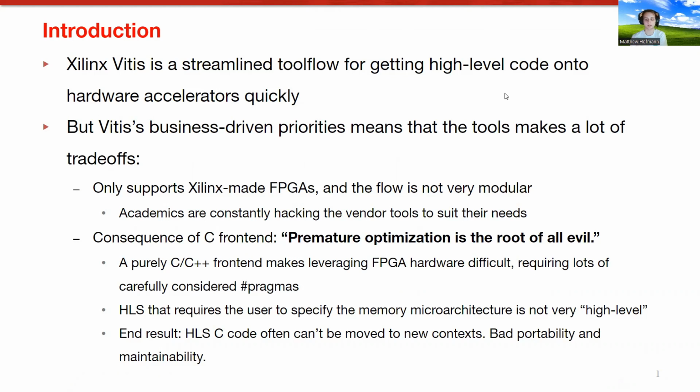Even bigger picture, I think the C front end is a good example of the phrase, premature optimization is the root of all evil. What I mean by that is having a purely C++ front end makes leveraging the FPGA hardware difficult because it requires so much code reformulation and carefully considered pragmas. So we want to suggest that HLS code that requires users to specify things like the memory microarchitecture is not very high level. And we do see this end result: HLS C code really can't be moved to new contexts, and HLS C code has really bad portability and maintainability.